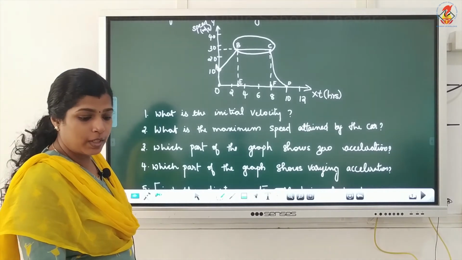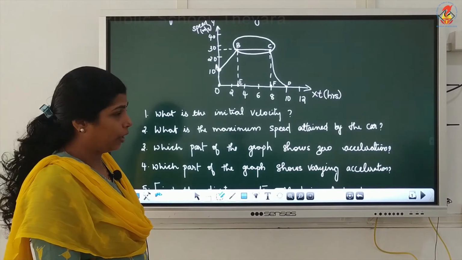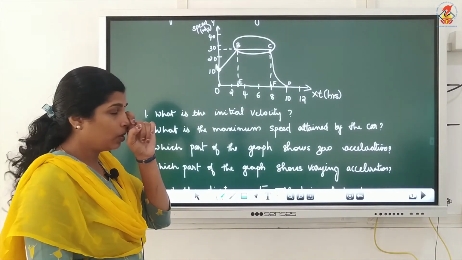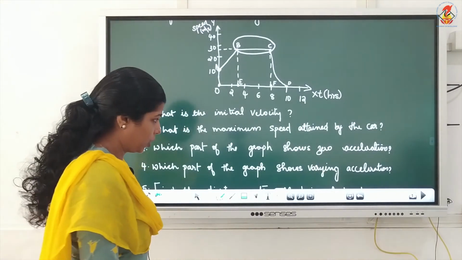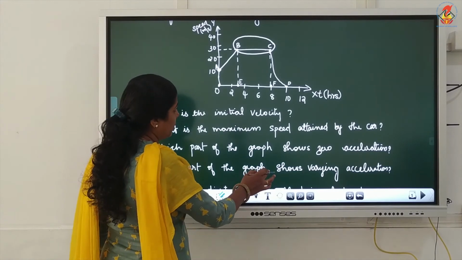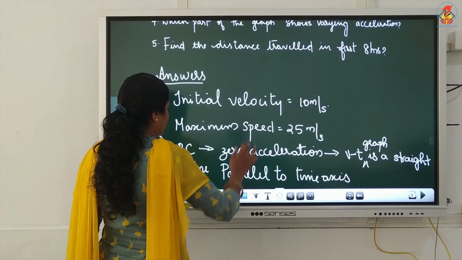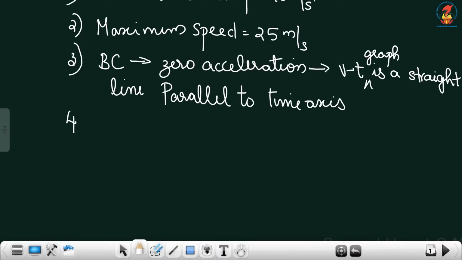The graph is a varying one. It is not a straight line. It is a curved line. So, that part represents varying acceleration. So, which part represents varying acceleration? That is CD. So, fourth one, varying acceleration CD.